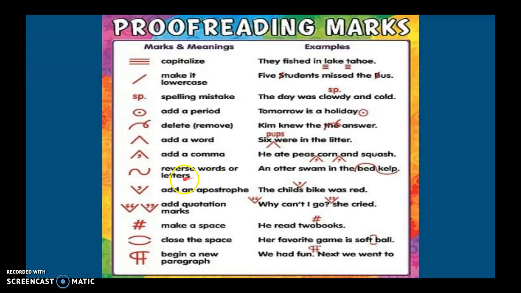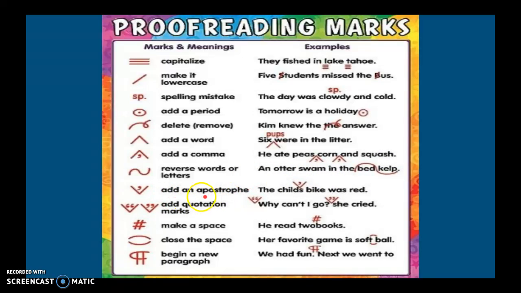When we reverse words or letters, we use this symbol and we encase whatever needs to be switched in each part of this. So an otter swam in the bed kelp doesn't make much sense, but when we use this symbol, that means we need to reverse those 2 words and the sentence will make more sense. Now the sentence will say an otter swam in the kelp bed.